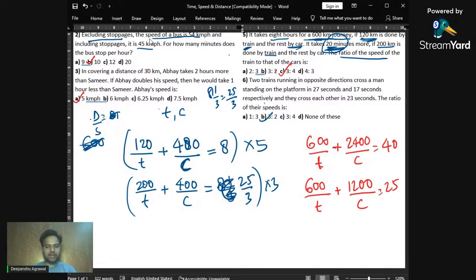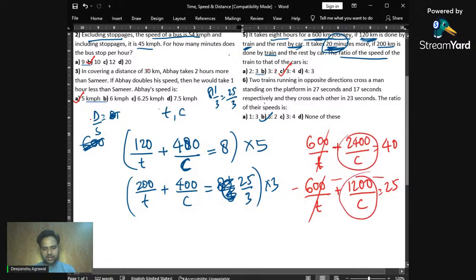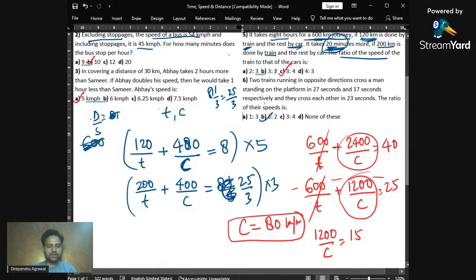Now we can subtract these very easily. If this is subtracted, 600 by T would be gone, and this will be 2400 by C minus 1200 by C. So it would be 1200 by C is equal to 15, since 40 minus 25 is 15. So from here you'll get the value of C as 1200 divided by 15, and that would be 80 kilometers per hour. The value of C would be 80 kilometers per hour. I hope this is done.